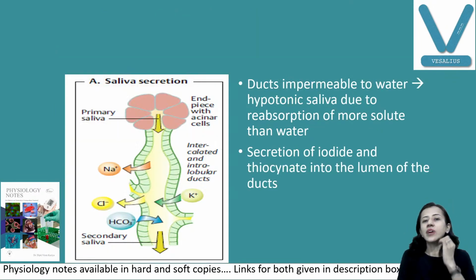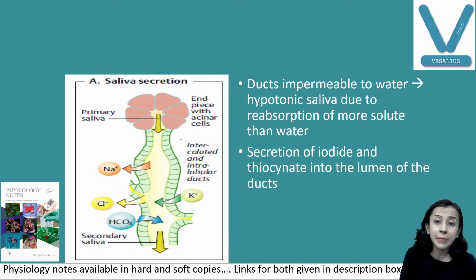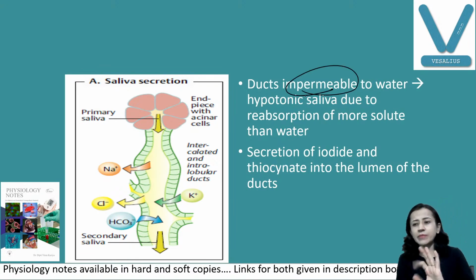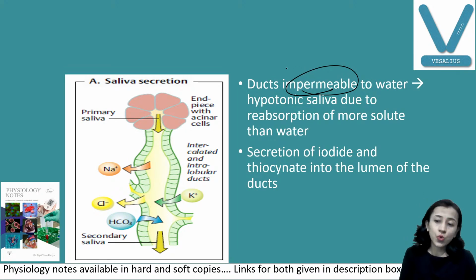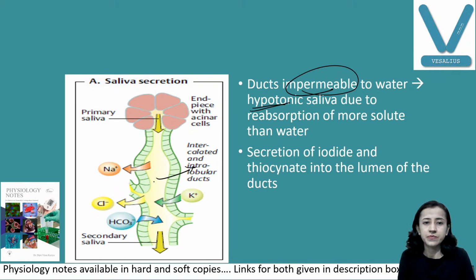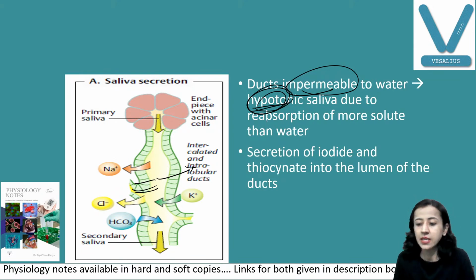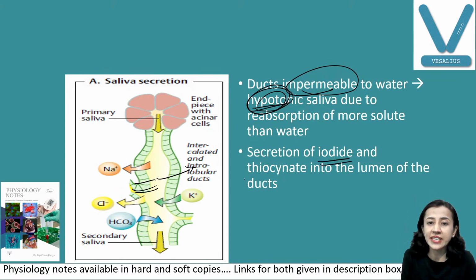Another important thing is that these ducts are impermeable to water, so water remains here. So the saliva becomes hypotonic. Water will not pass, only ions will be absorbed, so the saliva becomes hypotonic. Another important thing to remember is that iodide and thiocyanate are also secreted. These are the excretory products which are secreted in the saliva.